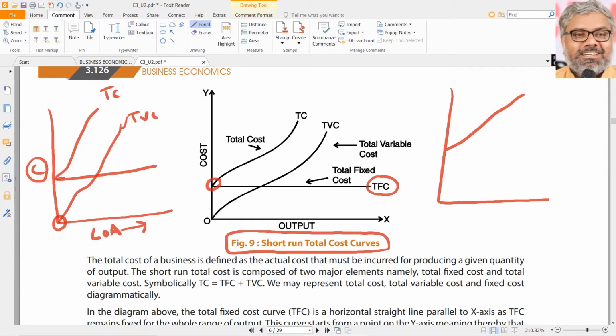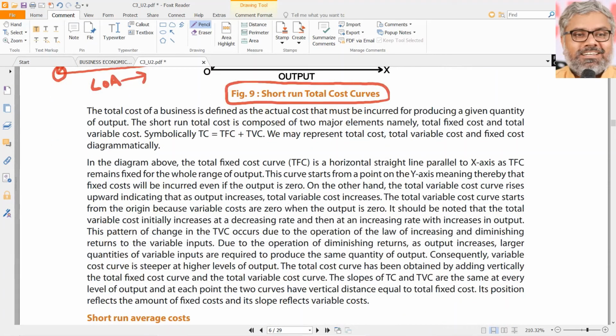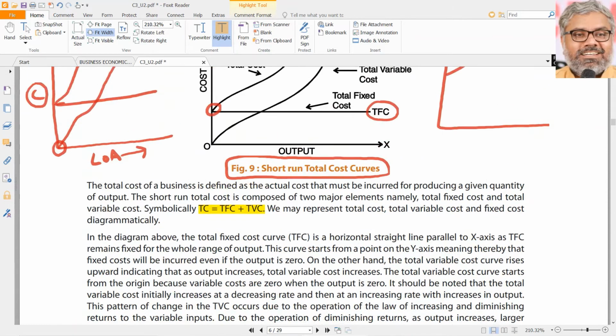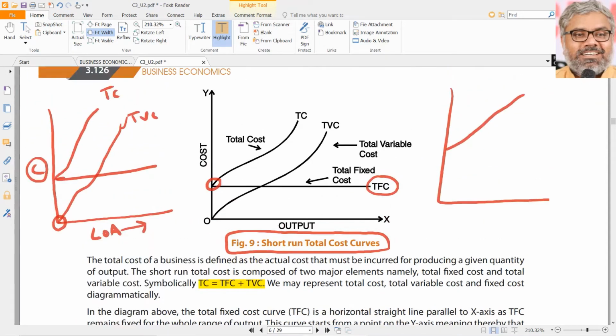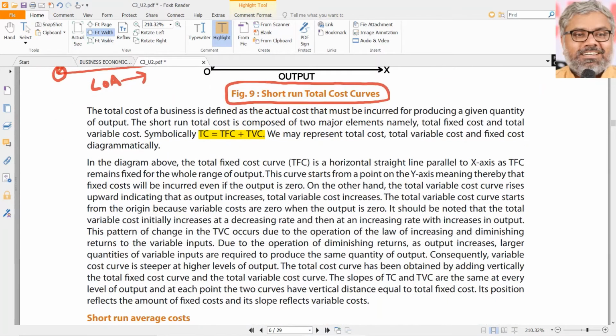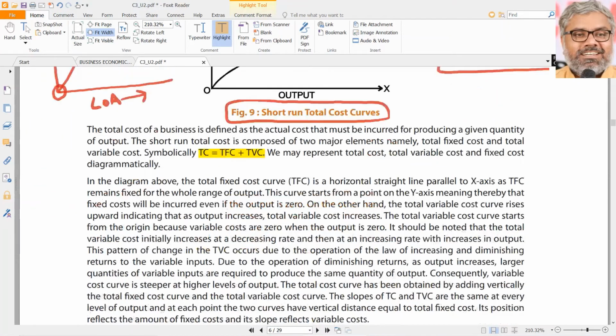So simply speaking, what is total cost? Total cost is nothing but total fixed cost plus total variable cost. That's what total cost is. That's it. And if that is drawn on the graph, the short run total cost curves will look like above in figure number 9. Okay.